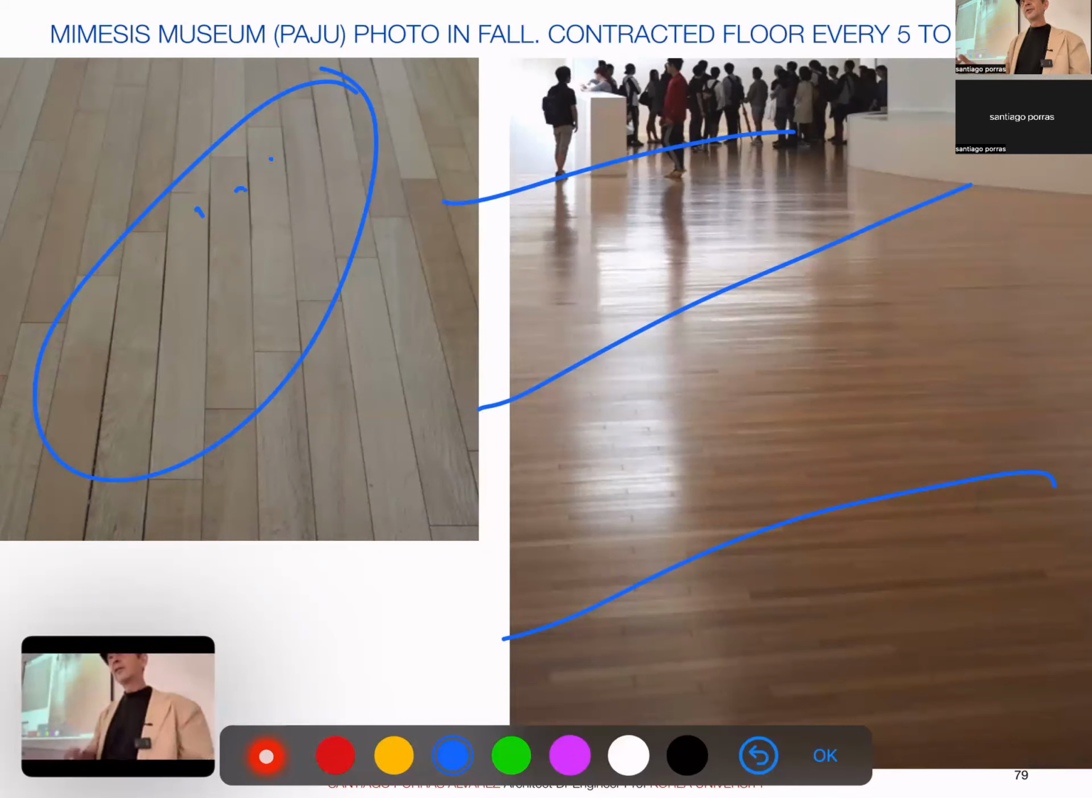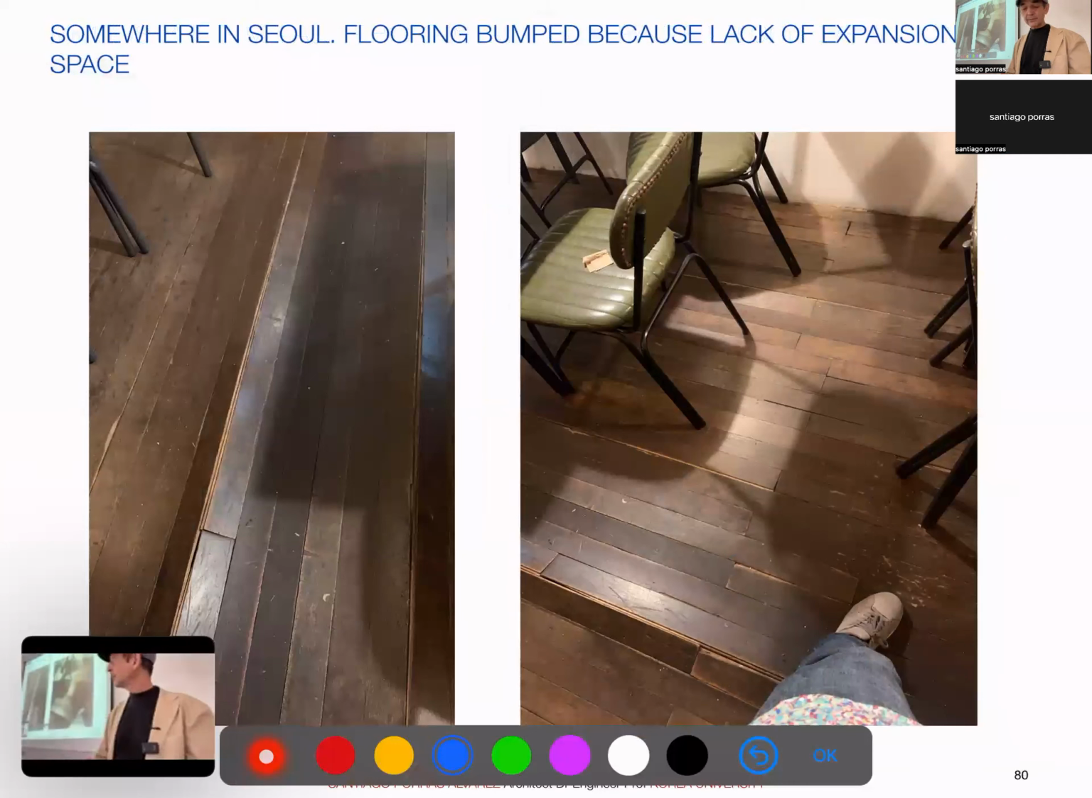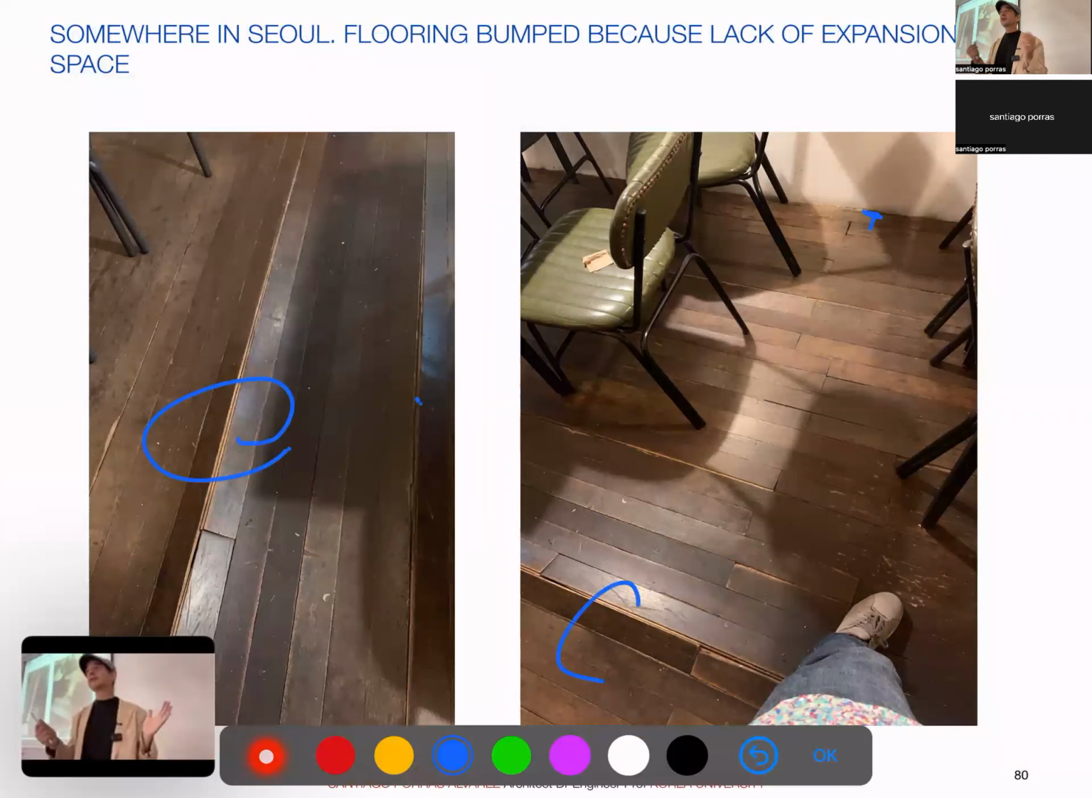If you put the floor in winter, you have to foresee it will swell later. This is a restaurant here in Seoul with a wooden floor, and you see what happens. They put the floor wall to wall. In summer, it swells and there's no space, so just bumps. I say, well, what has happened? It was perfect. In terms of solution, you have to cut and remake it again.